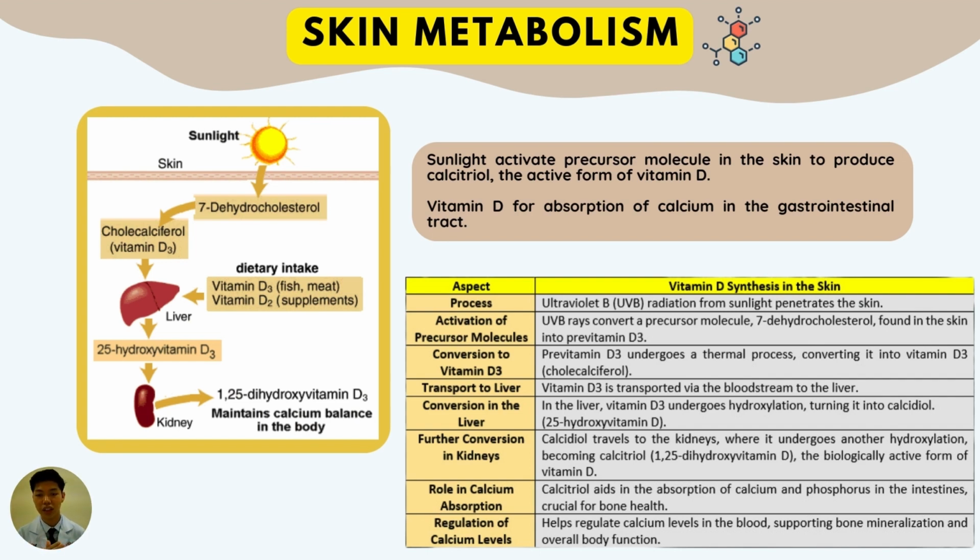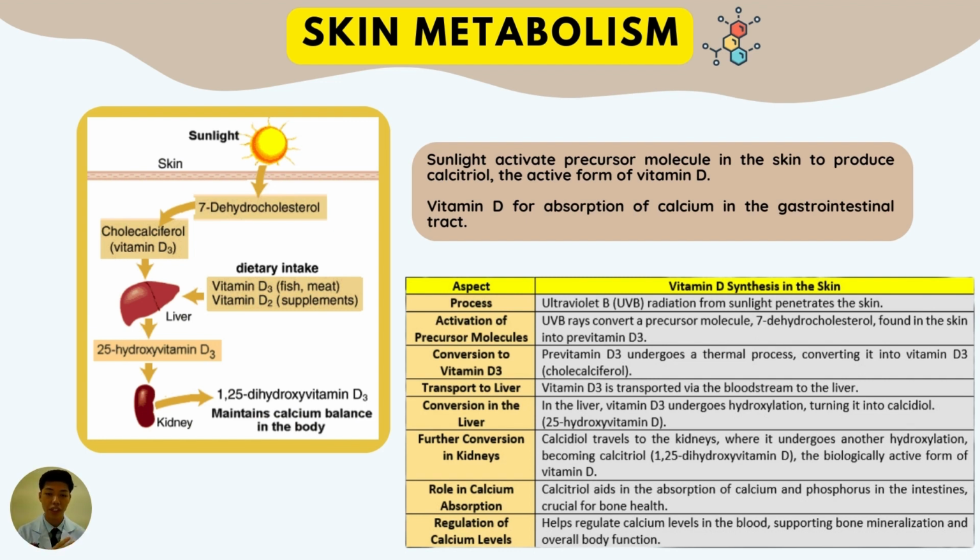So start with ultraviolet B, UVB radiation from sunlight, penetrating into the skin. UV rays convert a precursor molecule named 7-dehydrocholesterol found in the skin into pre-vitamin D3.